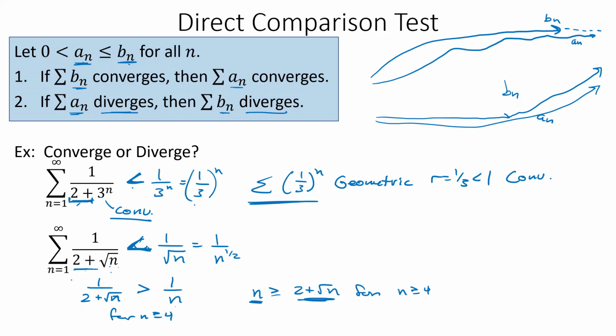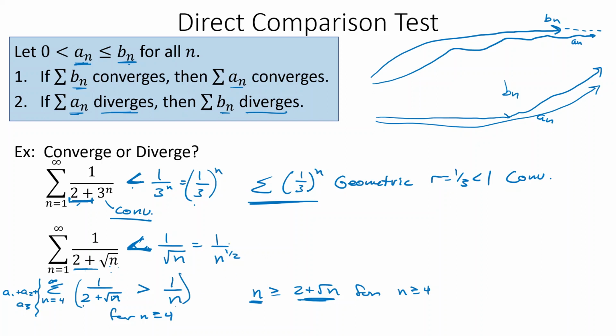Really, we don't care about the first couple of terms. The first couple of terms don't mean anything as far as whether it converges or diverges. We can just write out the first couple of terms and then say this is the sum from 4 to infinity, with a_1 plus a_2 plus a_3 out front. Those first 3 terms are not going to determine whether it converges or diverges. But after this, this guy is bigger than this guy.